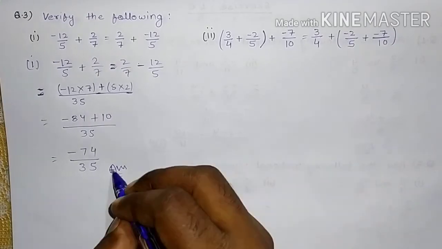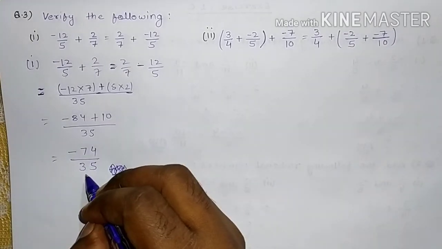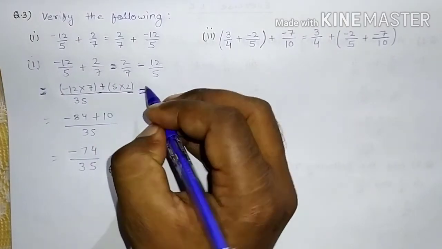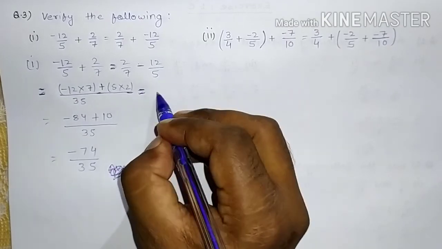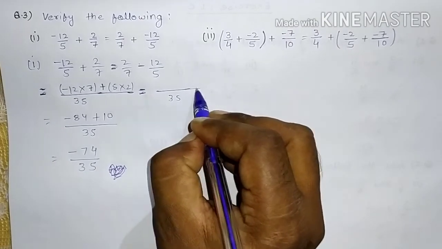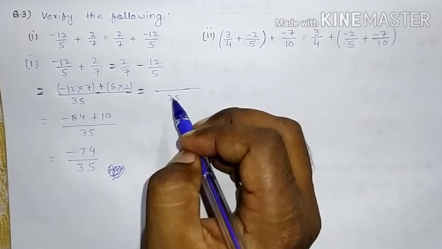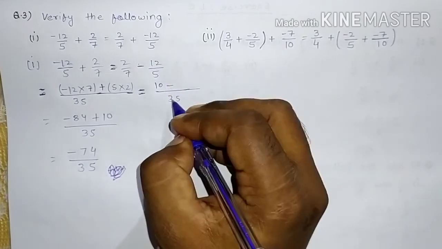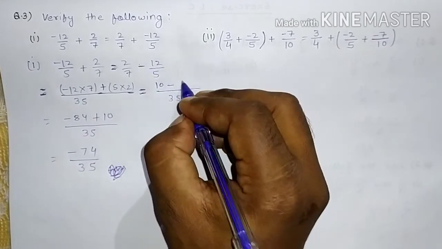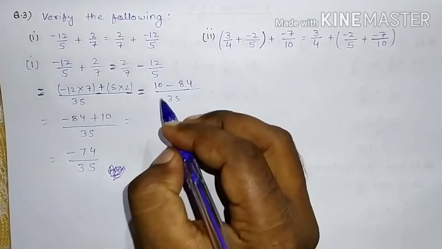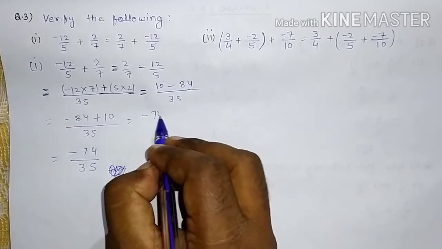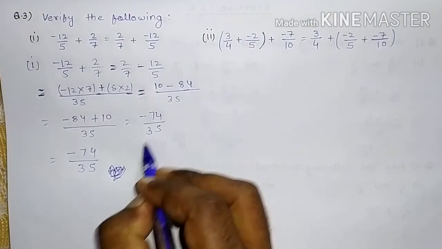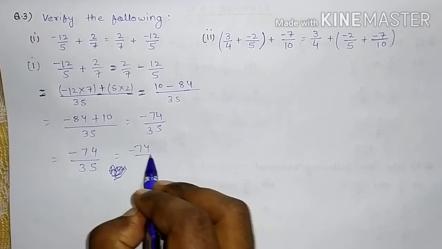Okay, now this is the LHS part, and now we have to solve the RHS part. Take the LCM of 7 and 5, that is 35. Divide 35 by 7, that is 5, and 5 into 2 is 10. So 10 minus 5 times 7, that is 35, and 7 into 12 is 84. Now 10 minus 84 is minus 74, upon 35.